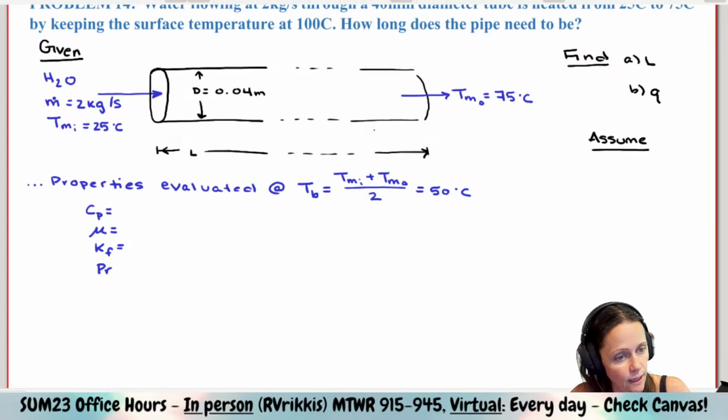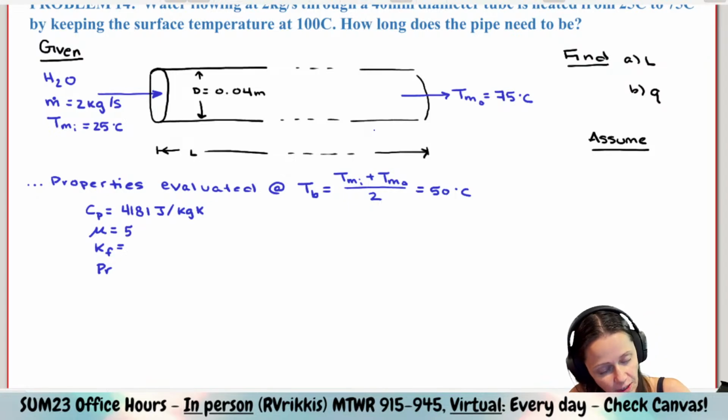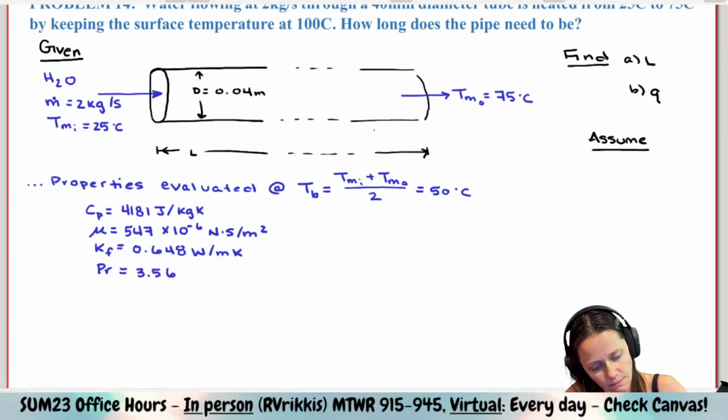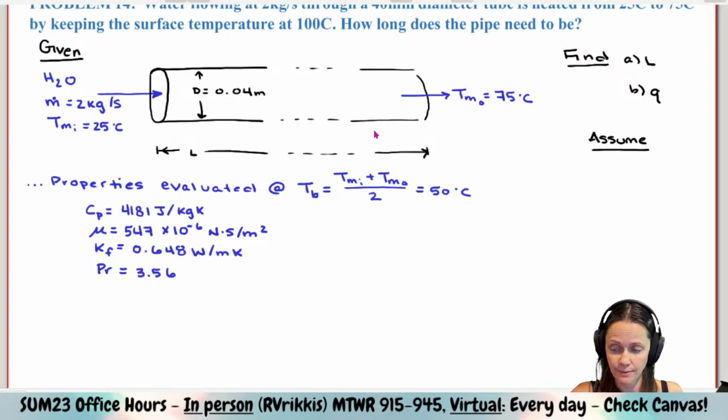So my Cp is 4181, and it's joules per kilogram K. My dynamic viscosity is 547 times 10 to the negative 6 Newton second per meter squared. Thermal conductivity is 0.648, and that's going to be watts per meter Kelvin. And then my Prandtl number, 3.56. All right, perfect.